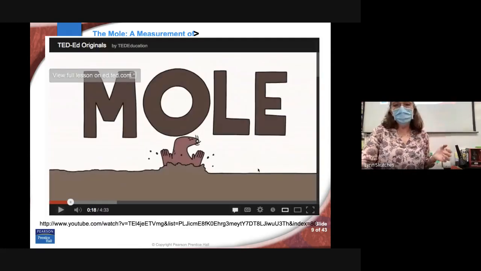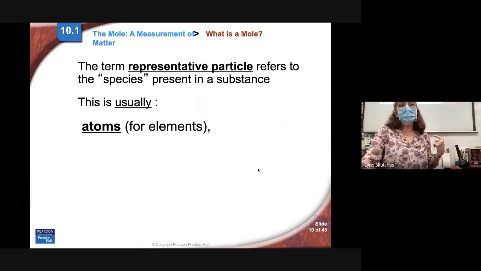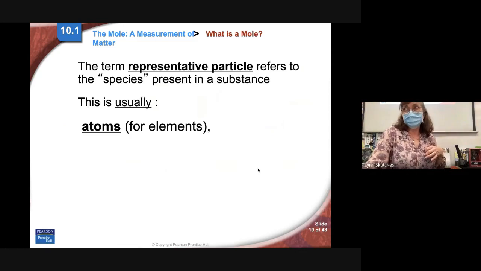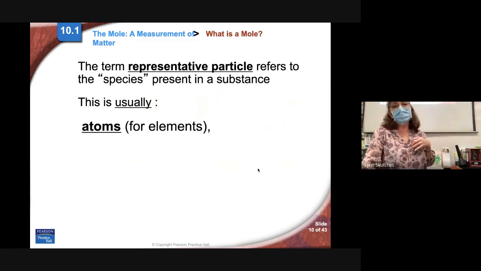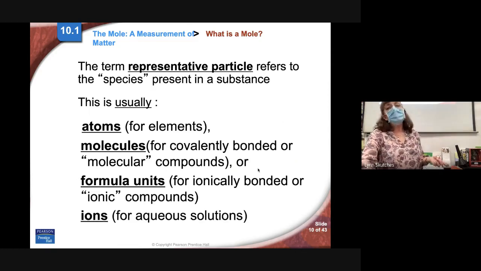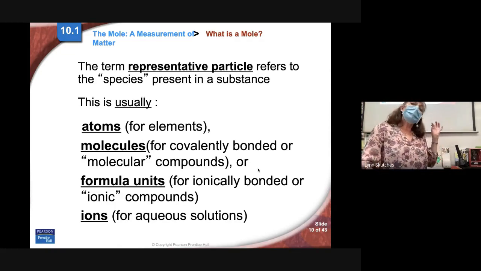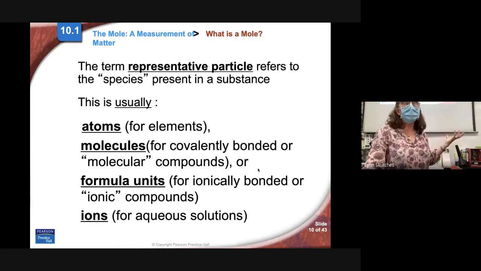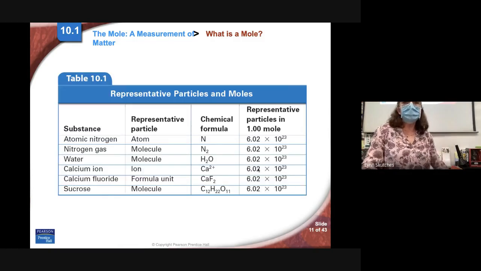Okay, so we're going to watch this little clip. Just really fast, the term representative particle is used in your book, and it gets silly. But that's what they use because sometimes it's atoms, sometimes it's molecules, sometimes they're ionic compounds that have formula units, not true molecules. And also very important in solutions, we measure how many ions are present in solutions because that changes the behavior of the solution. So we'll use RPs, representative particles, in our calculations, but we'll come back to that.